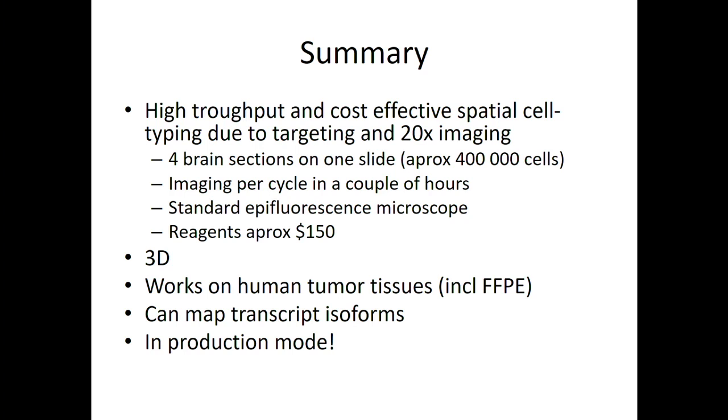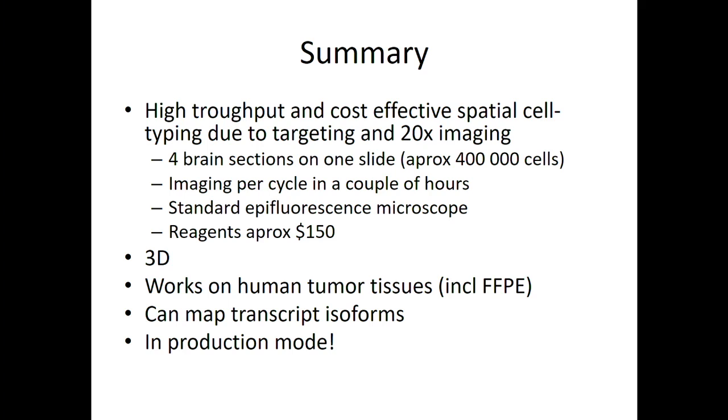So we usually put 4 mouse brain sections on a slide, which gives us information on about 400,000 cells per slide. And the imaging is done in a couple of hours, and we use a standard epifluorescence microscope, and it's just reagents, just enzymes and oligos, nothing expensive. It's essentially a 3D method, but we're not really using that, but we're going to go there. It works on formalin-fixed paraffin-embedded material.